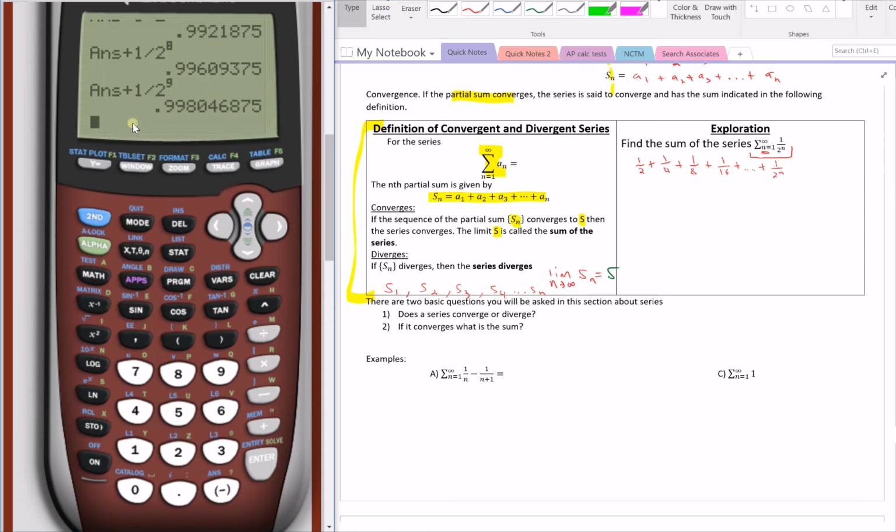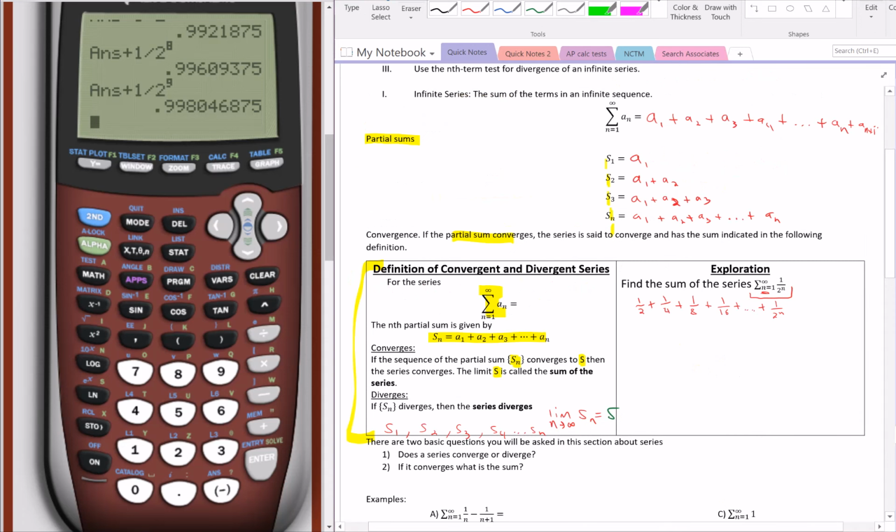And this is not a real formal way to do it. You can kind of see intuitively that I think it's not going to pass 1. It doesn't look like it's going to pass 1 to me, but I can't be sure of that. So we want a way to do it mathematically. That's where these partial sums come into play. So let's talk about these partial sums.